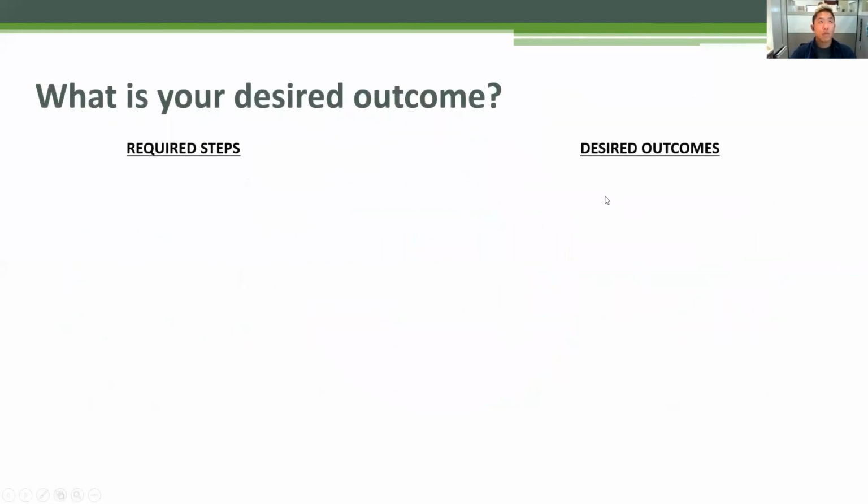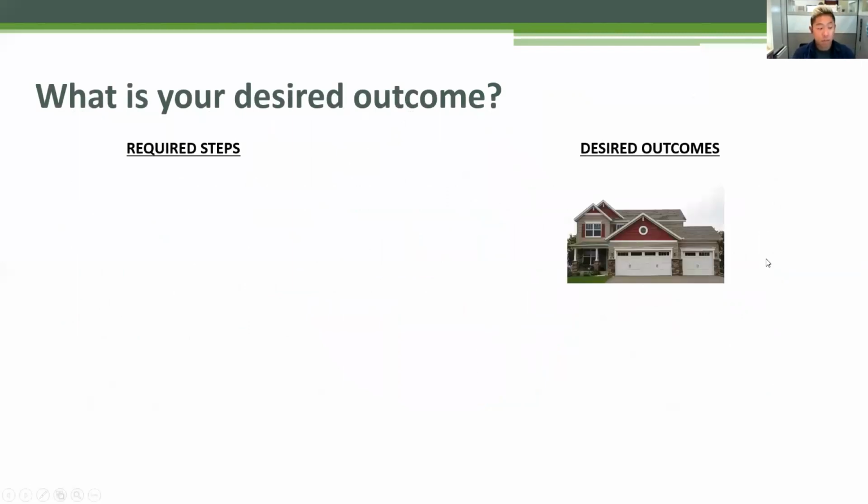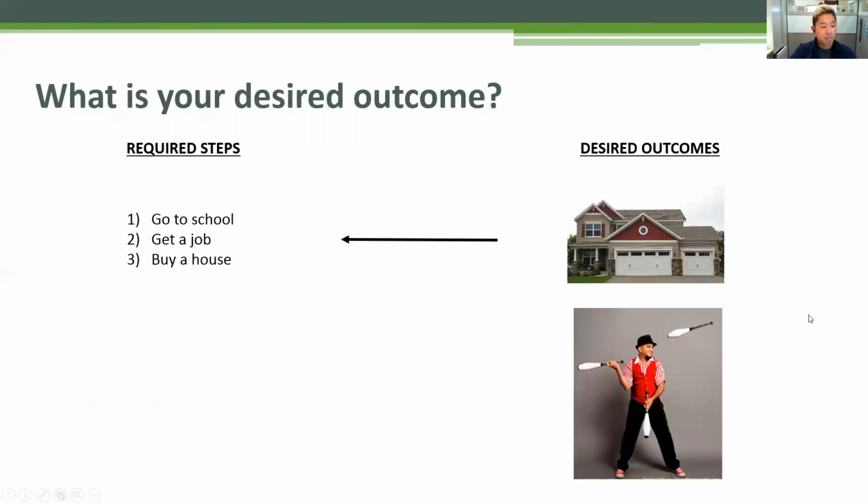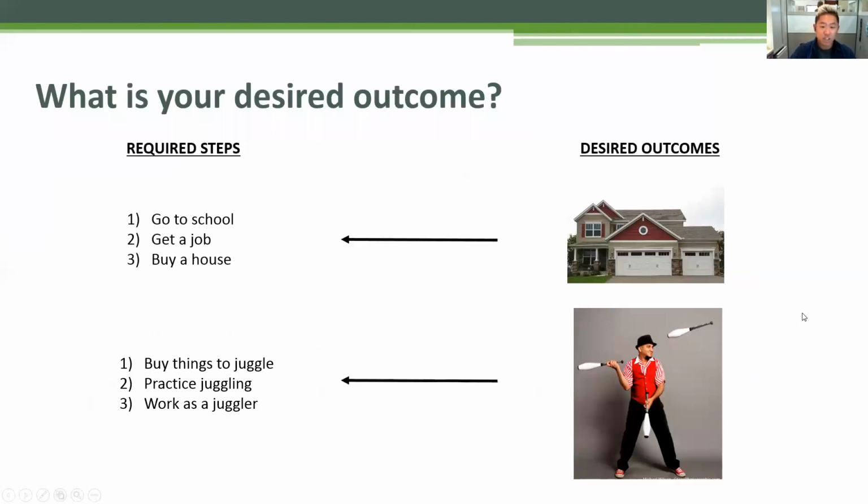So when you're thinking about reporting and disseminating your information, you really want to focus on your desired outcomes. What is the goal when you are reporting your information? Just as an example, if you wanted to buy a house, you would want to work backwards. You can't just go out and buy a house, you need to have steps that build up and lead to that. So working backwards, you would possibly go to school, get a job, make money, and then you can buy a house. Another example would be if you wanted to be a professional juggler. You would buy things to juggle, practice juggling, and then work as a juggler.